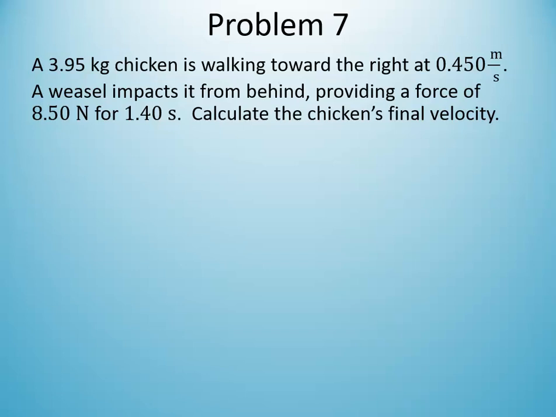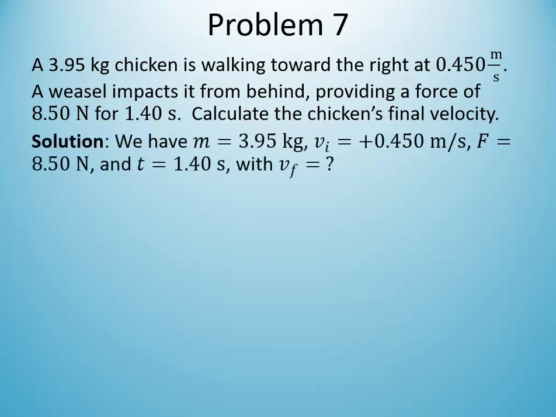So next, we have a chicken walking toward the right at 0.450 meters per second. A weasel impacts it from behind, providing a force of 8.5 newtons over a time of 1.4 seconds, until we assume that the weasel has made minced meat out of the chicken. So calculate the chicken's final velocity in this situation.